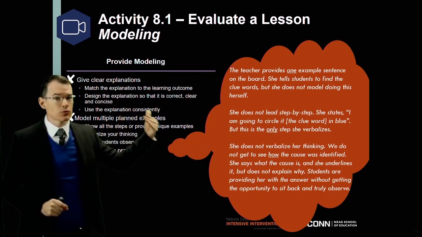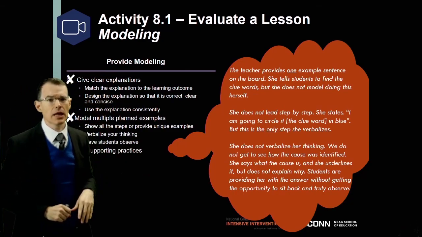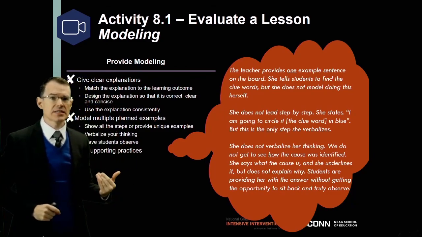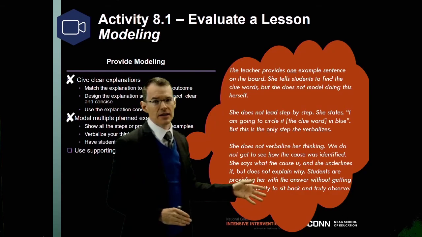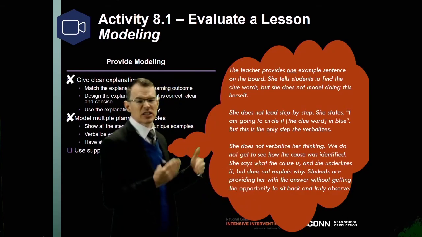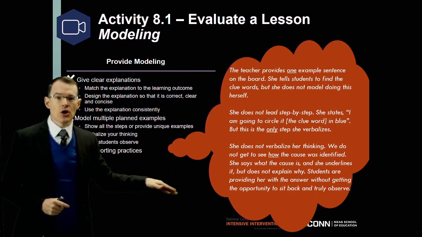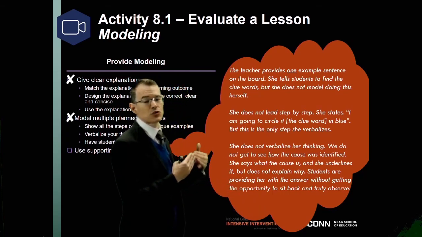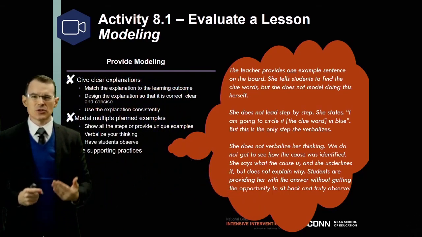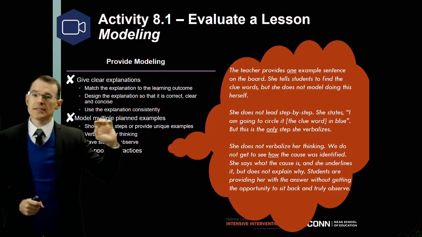They've already said that's really important and helpful to do in one big block of her thinking, but she never does that either. We don't get to see how the cause was actually identified. She says what it is, she underlines it, she doesn't explain why that's actually the cause. So they provide the answer, but they don't get the opportunity to sit back and observe what's going on. So as a result, it's not actually really clearly a complete example.